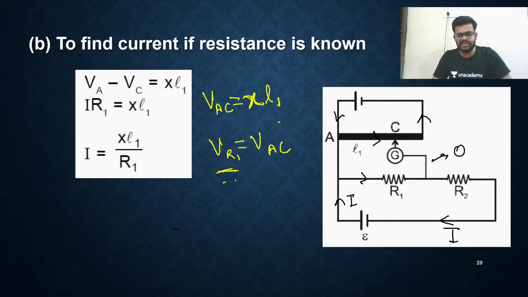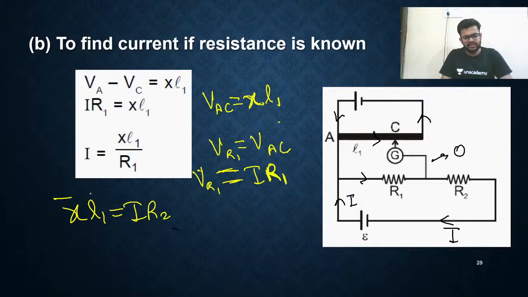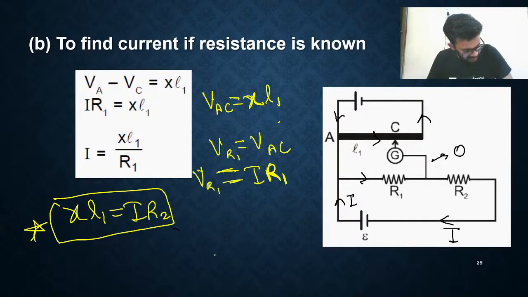So that will be equal to what? That will be equal to I into R1, right? So both are the same: XL1 should be equal to IR1. This is the first relation you got here.